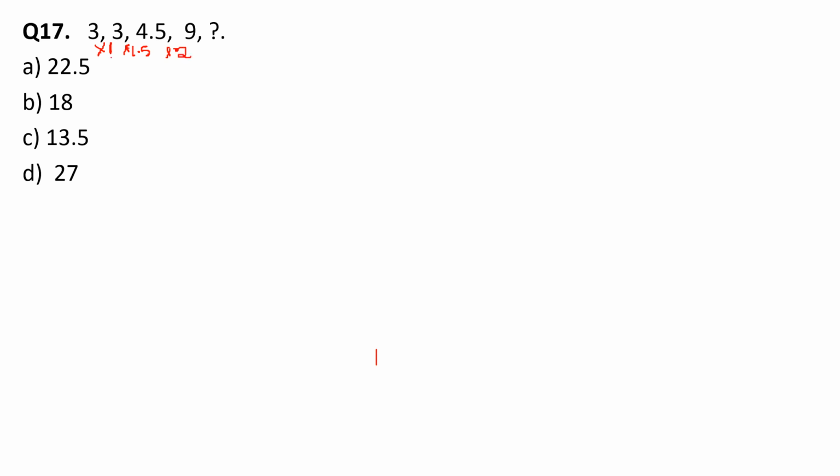So we have multiply by 1, multiply by 1.5, multiply by 2. It is constantly increasing the ratio. So next, as per this, multiply by 2.5. So we have to multiply 9 with 2.5. So 9 into 2.5 is 22.5. So your answer is 22.5.